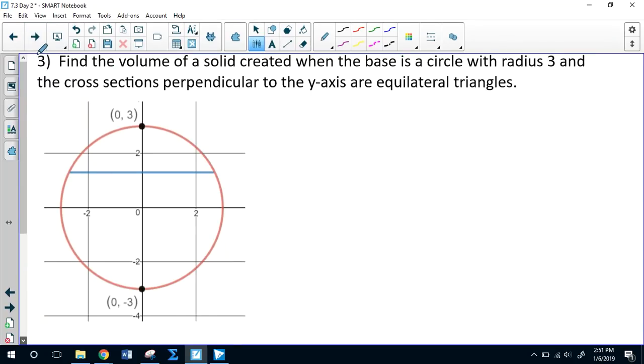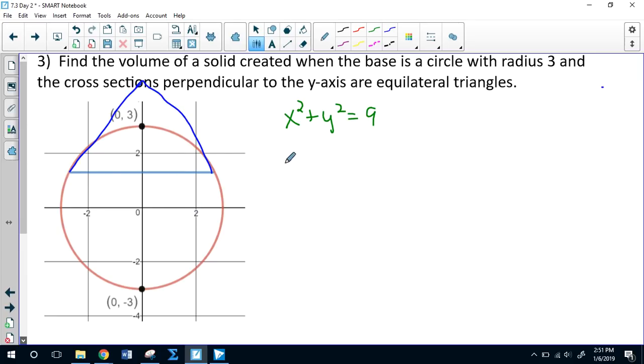Okay, problem number 3, another circular base problem. Find the volume of a solid created when the base is a circle with a radius of 3. So while I'm thinking about that, that equation is x squared plus y squared equals 9. And the cross sections are perpendicular to the y-axis and are equilateral triangles. So perpendicular to the y-axis, equilateral triangles, ooh, like this.